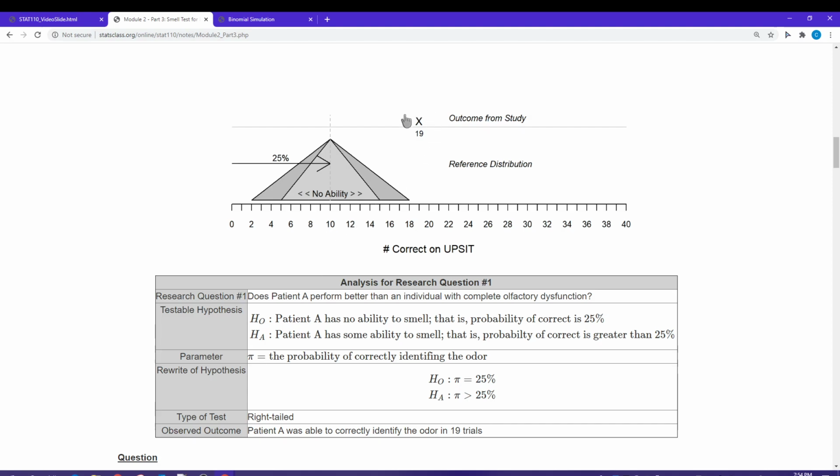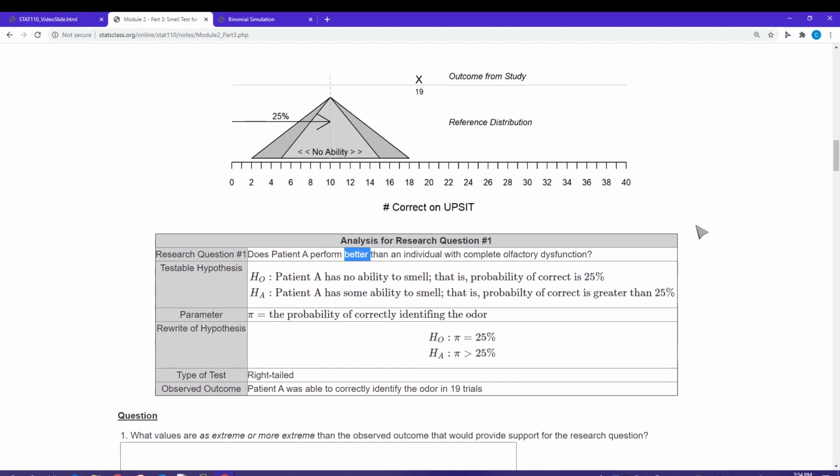We're trying to figure out whether or not 19 is going to be an outlier. We want to know if 19 is an outlier on the right-hand side because of the research question. The research question is, does patient A perform better than an individual with complete olfactory dysfunction? If we want to know if they perform better, then that's going to be to the right-hand side. So this first research question is going to be a one-tailed right test.